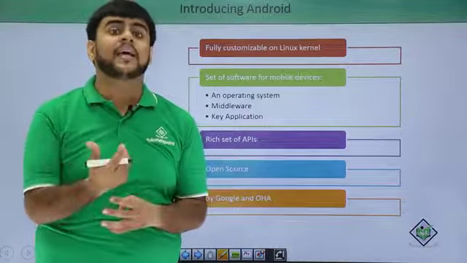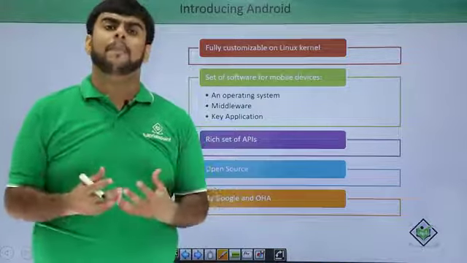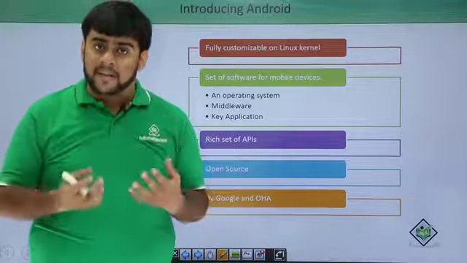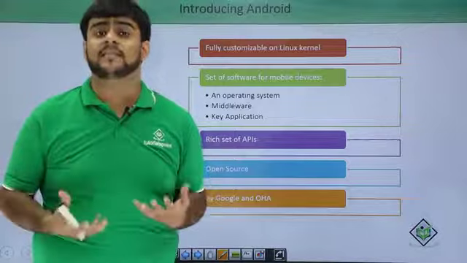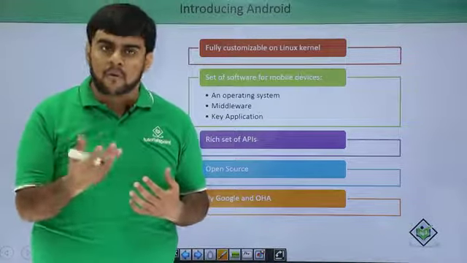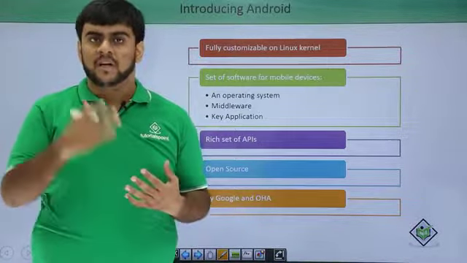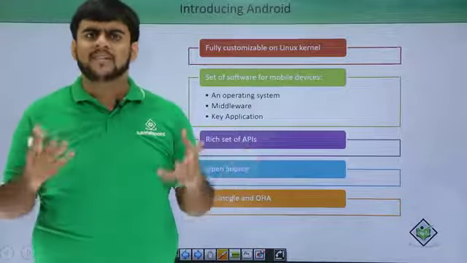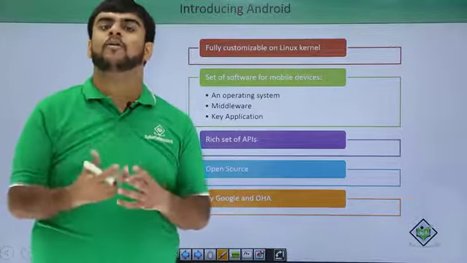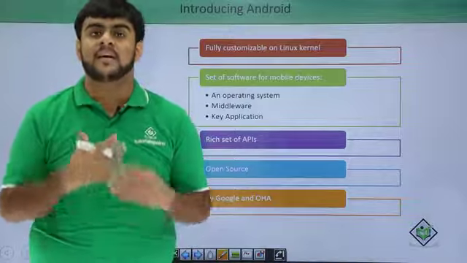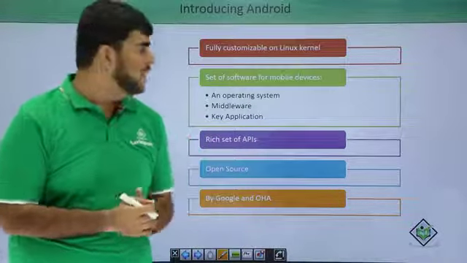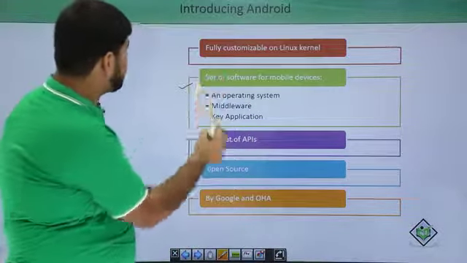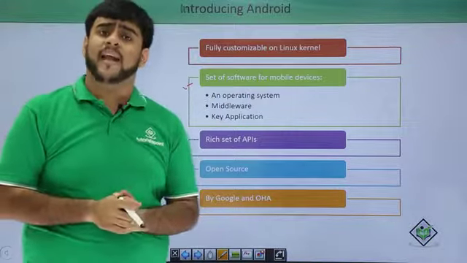Now, what do we mean by key applications? Key applications are nothing but the applications that are inbuilt in our operating system. For example, phone, SMS, logs, camera, Gmail, things that are already available on a pre-built operating system are known as key applications. Then the next point is the fully customizable Linux kernel.